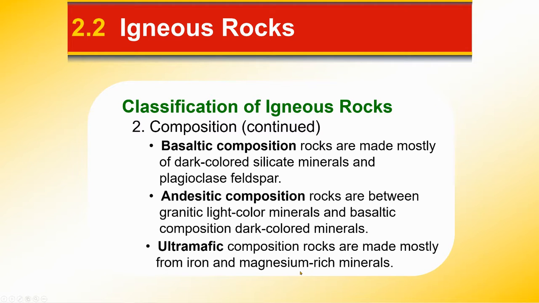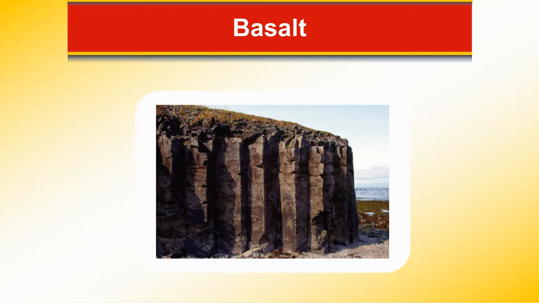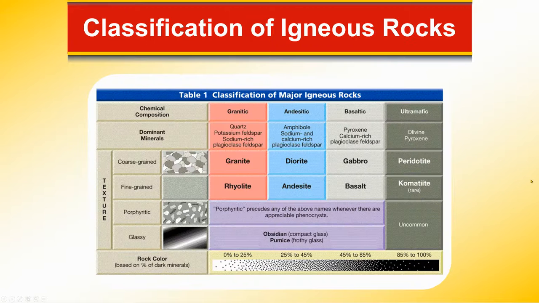Ultramafic composition rocks are made mostly from iron and magnesium-rich minerals. Ultramafic are going to be an orange color. They're going to have orange and red in it. The more iron that's in a rock or magnesium, the more red or orange that rock will be. Again, basalt. And then in the second homework, you have a table similar to this.